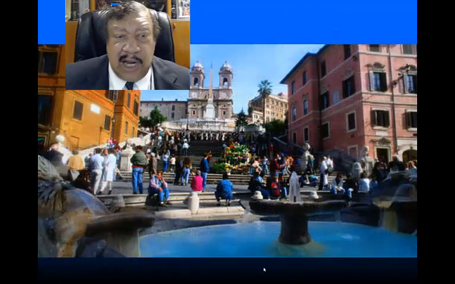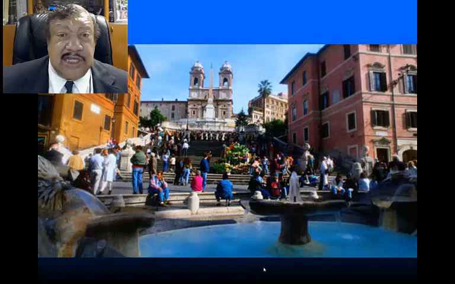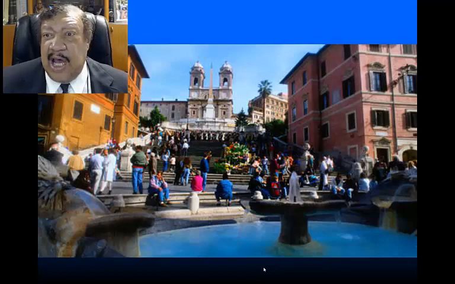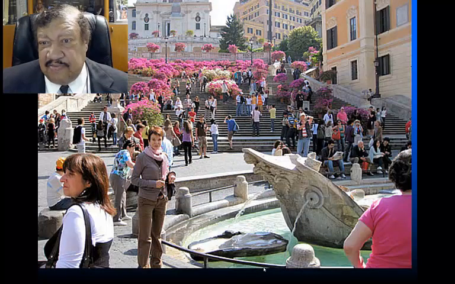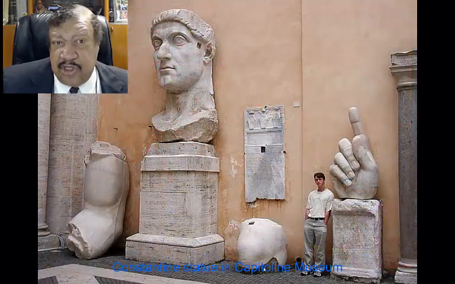So as we go on our tour of the city of Rome, there's the church with the Spanish steps, and you ought to see when they have the flower festival. This is just a part of it. They place flowers all the way up to the church.